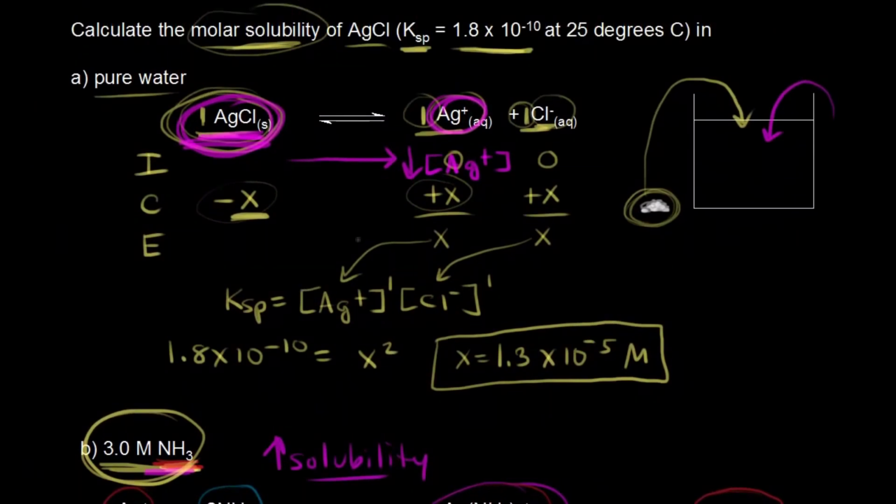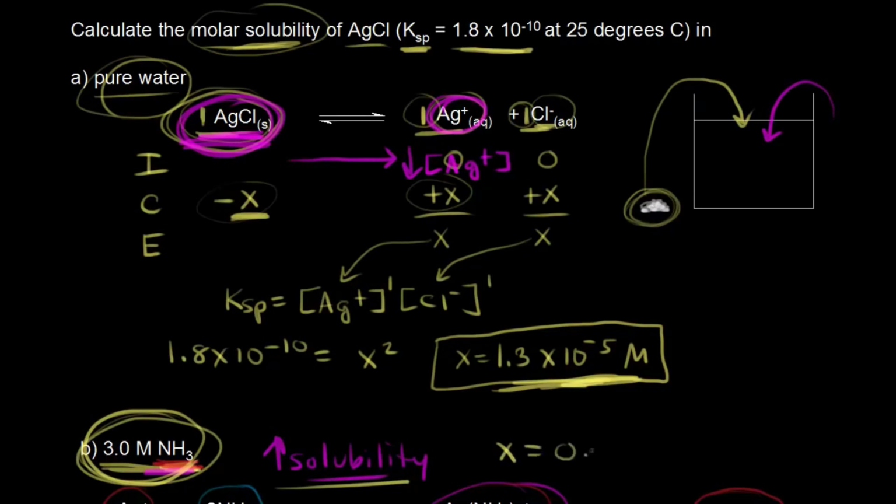So in pure water, the molar solubility of silver chloride is 1.3 times 10 to the negative 5 molar, which isn't very soluble at all. But now we have ammonia present. We've increased the solubility, and we just calculated the molar solubility is 0.14 molar. And obviously 0.14 molar is a lot larger than 1.3 times 10 to the negative 5. So the formation of a complex ion increased the solubility of our slightly soluble compound, silver chloride.